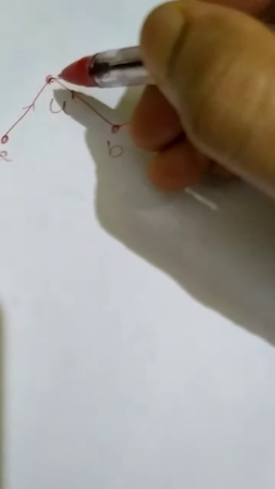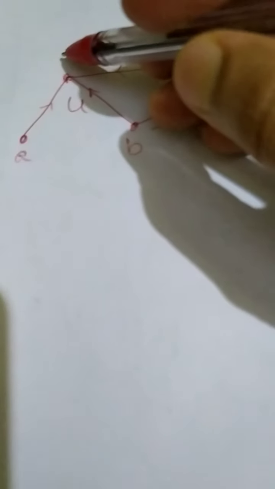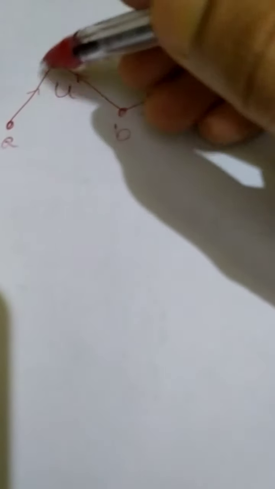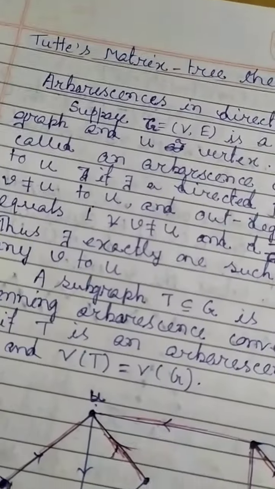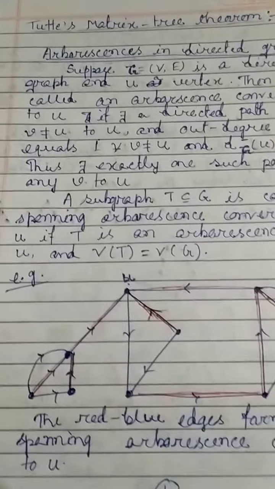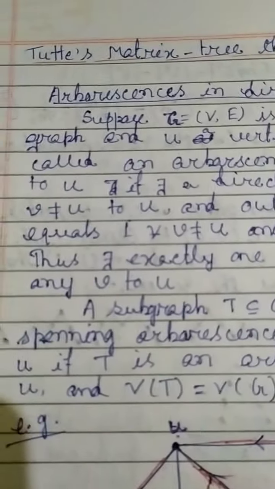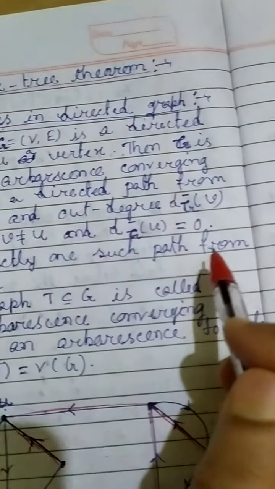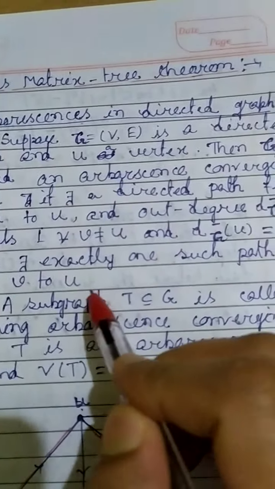So this graph G is an arborescence converging to U. You can observe the out degree of the vertex U is equal to 0. This is an example of an arborescence converging to U, and we are interested in subgraph arborescences. From this observation, there exists exactly one such path from V to U. There is no other path.